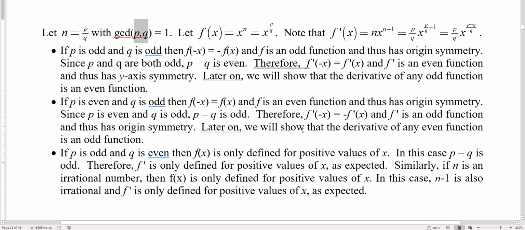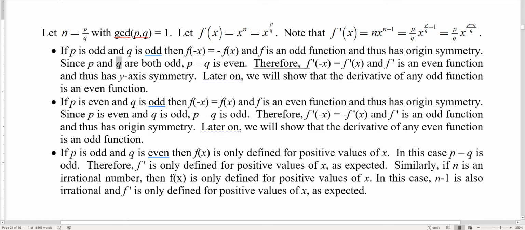So if p and q are both odd, then f of minus x is the opposite of f of x, so f is an odd function and thus has origin symmetry. Since p and q are both odd, p minus q is going to be even. Therefore, this power is even over odd, and f prime of minus x is the same as f prime of x. f prime is an even function and has y-axis symmetry. Later on, we'll show that the derivative of any odd function is an even function.